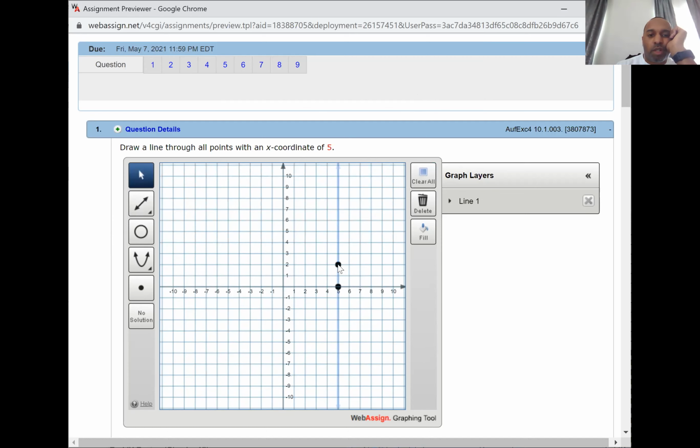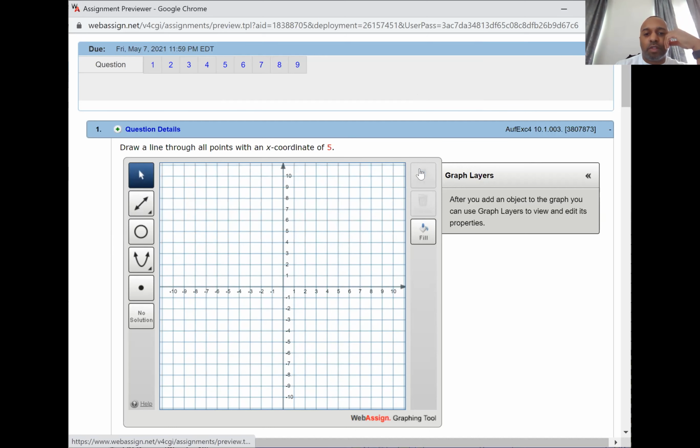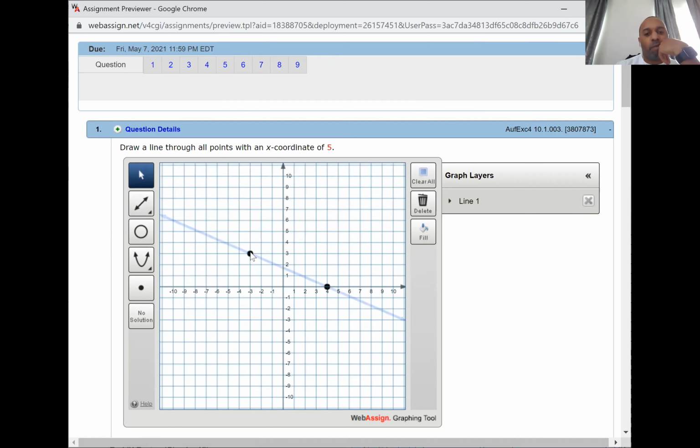And so now this one has all of your x coordinates going to be 5. If I wanted a different line, I still would do this. Then point here, and then the other point. Okay, cool. Thank you. Not a problem.